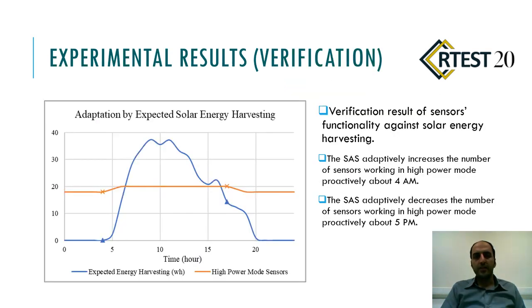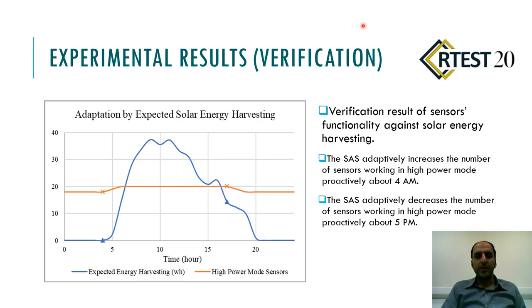So let's start investigating the experimental results. For the first step, we have verified the system once with the perfect monitoring scenario. It means that there is no monitoring fault. The result confirms the validity of the methodology both in modeling and verification. As denoted in the figure, the chart compares the expected energy harvesting from the environment with the number of sensors working in high power mode.